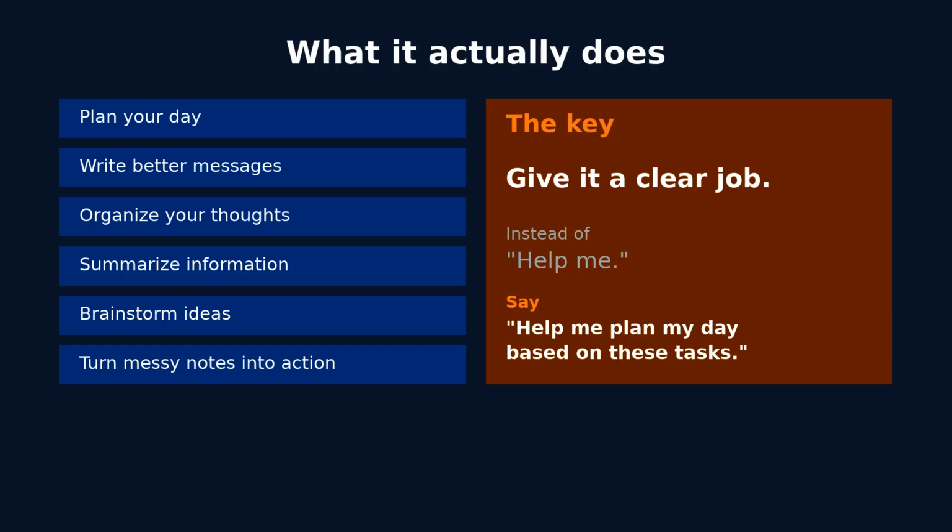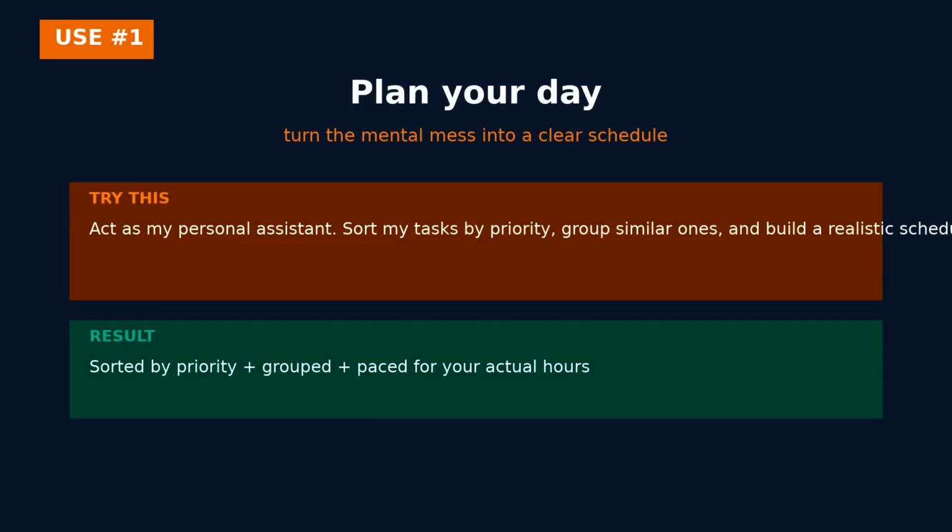The key is this: AI works best when you give it a clear job. Instead of saying, "help me," say, "help me plan my day based on these tasks." Or, "turn these messy notes into a simple checklist." Or, "write a friendly reply to this email." That small change makes a big difference. Now let's go through 6 concrete ways to use AI as your personal assistant.